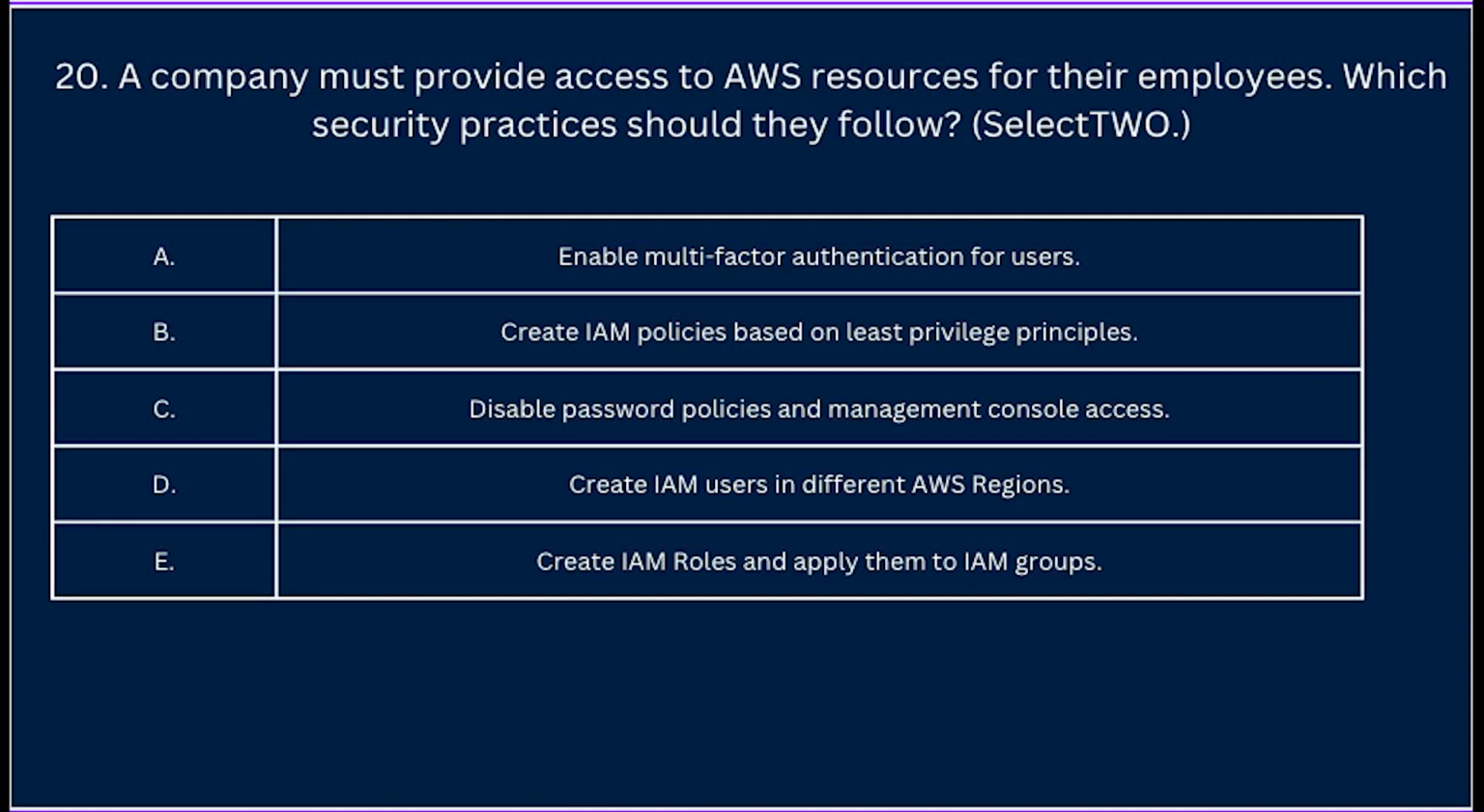Question 20. A company must provide access to AWS resources for their employees. Which security practices should they follow? Select 2. A. Enable multi-factor authentication for users. B. Create IAM policies based on least privilege principles. C. Disable password policies and management console access. D. Create IAM users in different AWS regions. E. Create IAM roles and apply them to IAM groups.